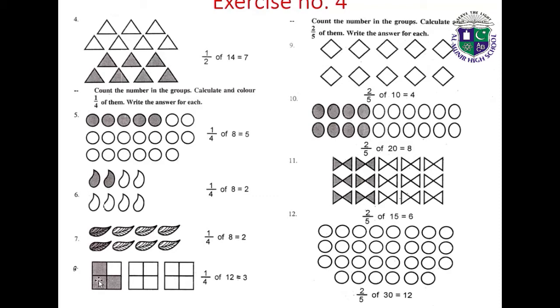Next, the box. The shaded part is 4 plus 4, 8, plus 4, 12. One by four multiplied by 12. Four threes are 12, three ones are 3. 3 is your answer.